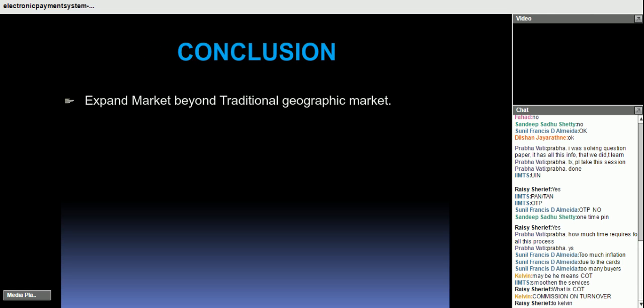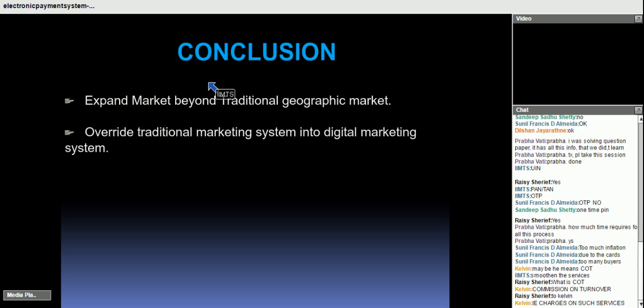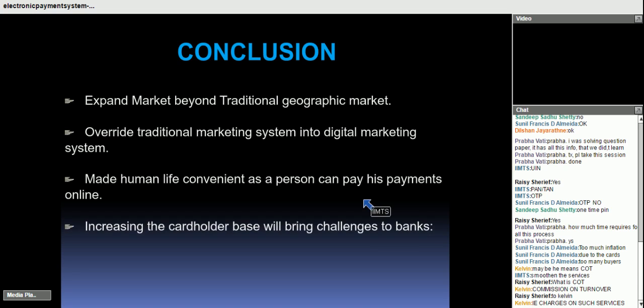Then, moving ahead. Conclusion: expand market beyond traditional geographical market, override the traditional marketing system into the digital market. This all happens because of the e-payment system. That means we can expand the market beyond traditional geography. With the help of an electronic payment system, we can connect globally, or we can do transactions globally, not specific to a particular geography or country. It overrides the traditional marketing system into the digital marketing system. Then it has made human life convenient, as a person can make his payments online.